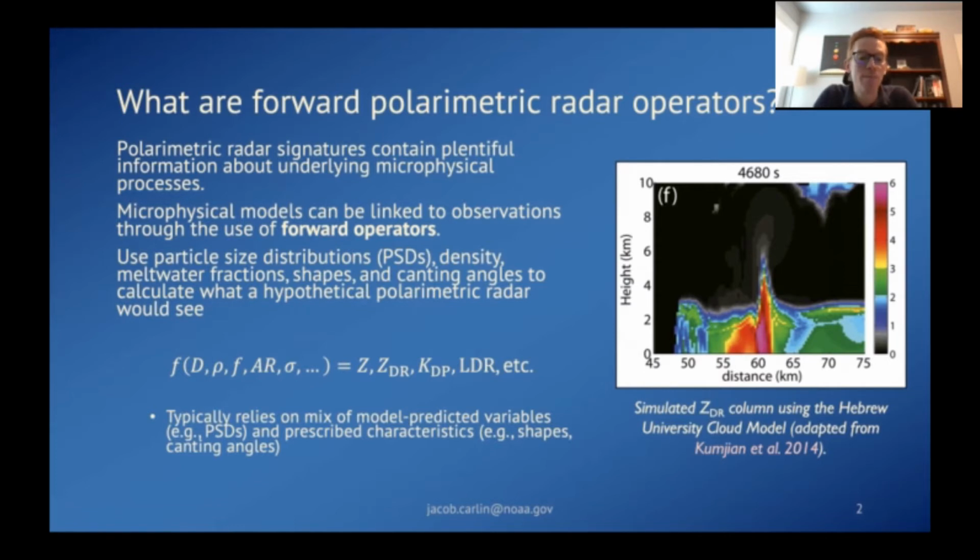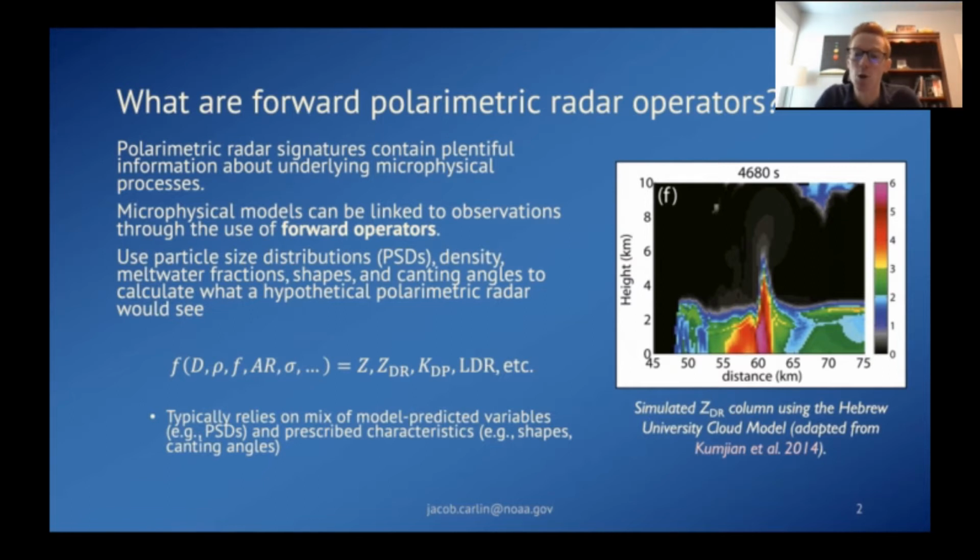And so when it comes to a polarimetric radar forward operator, this requires using things like particle size distributions, their hydrometeor densities, meltwater fractions, shapes, and canting angles to calculate what a hypothetical polarimetric radar would see. And this typically requires a mix of both model predicted variables, such as the particle size distributions, and then characteristics that have to be prescribed within the operator. So that includes things like shapes and canting angles, which are usually not predicted by models.